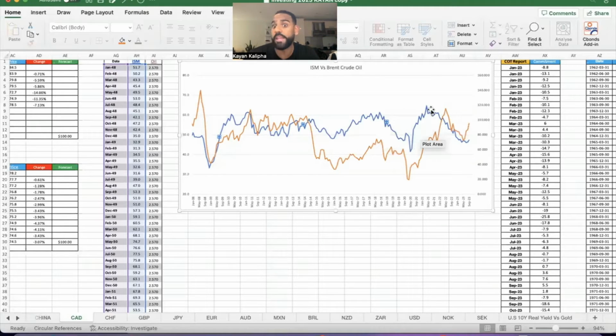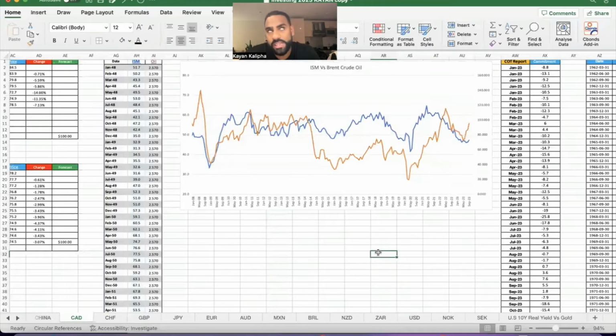They follow each other up. They follow each other down. The manufacturing data recently has started to turn higher again in the US. No surprise, oil takes off. Obviously, there is the supply element to it as well. But basically, now you know what really drives oil prices.